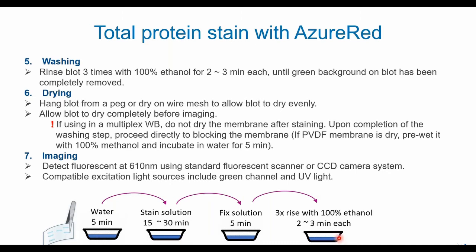Then you can either dry it if you want to image it straight away, or you carry on with the rest of your Western blotting protocol, which is blocking, primary antibody incubation, secondary incubation, washing, and detection. Yeah, so you can do that. So this is compatible with two different types of protocol. Then for the imaging part, you detect the fluorescence at the green channel using a standard fluorescence scanner or CCD camera system. And the compatible excitation light sources include the green channel and also UV light.